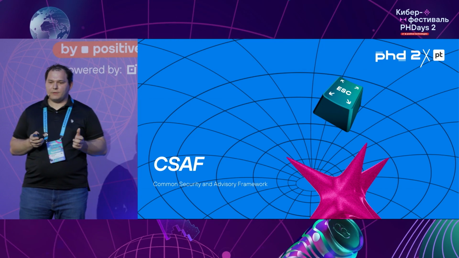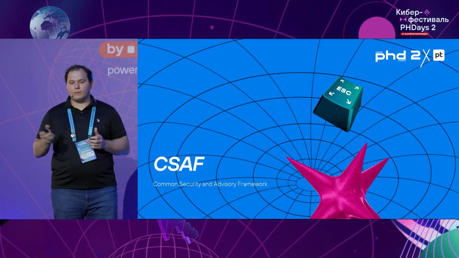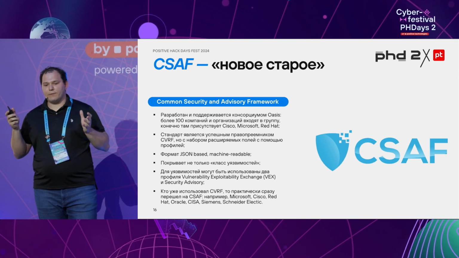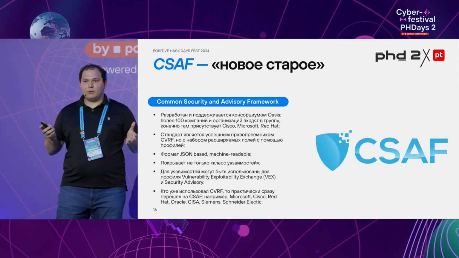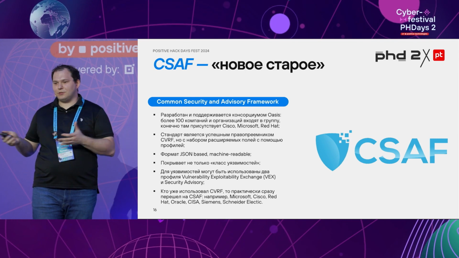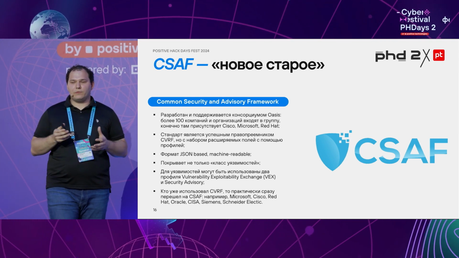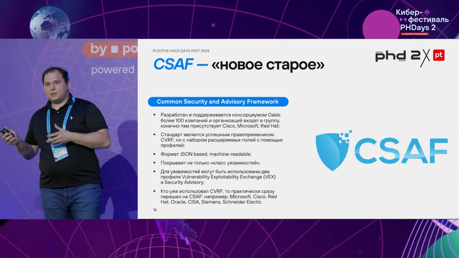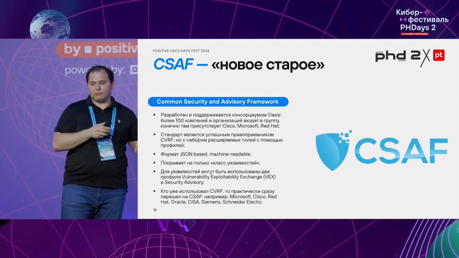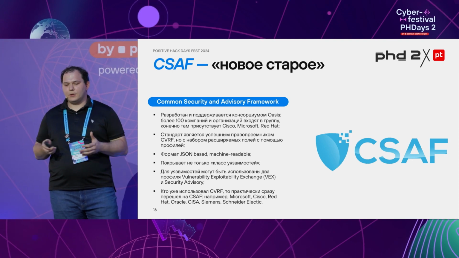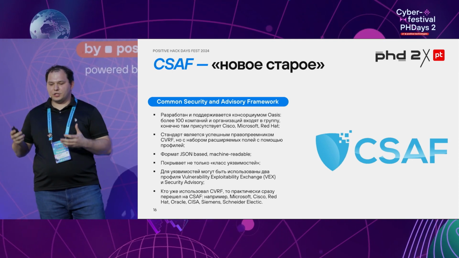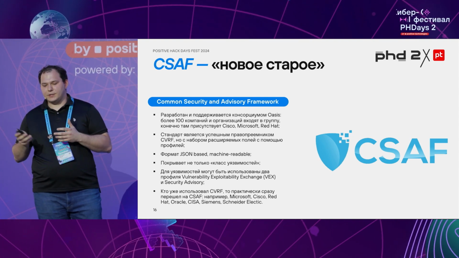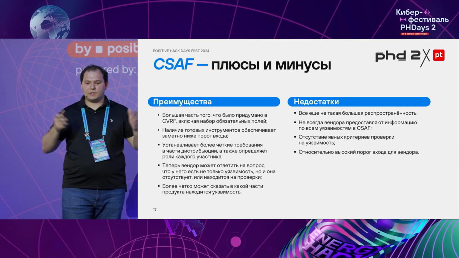The next format is Common Security and Advisory Framework, CSAF. This format is a successor to the CVRF standard. What makes it good? Well, okay, we have JSON and so on, and it becomes a more general structure. It describes not only vulnerabilities, but also other profiles, but here we are talking about vulnerabilities. Here you can see some profiles expanded in this standard. It's called VEX and Security Advisory.